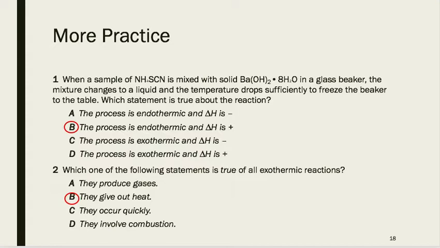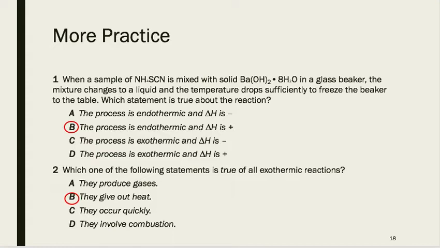Okay, so if we look at what we are given, we can see we're mixing two chemicals, and the mixture changes to a liquid. Okay, we had a solid to begin with, and it changes to a liquid, and the temperature drops sufficiently to freeze the beaker to the table.